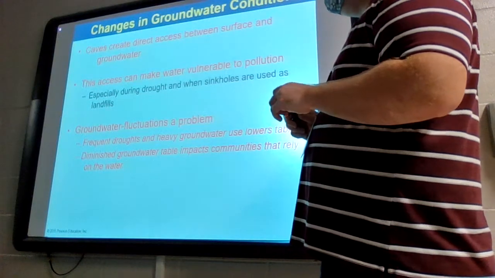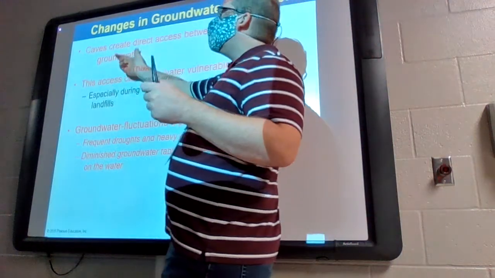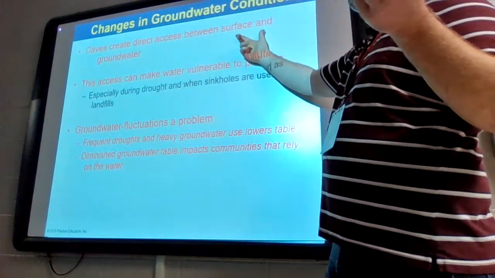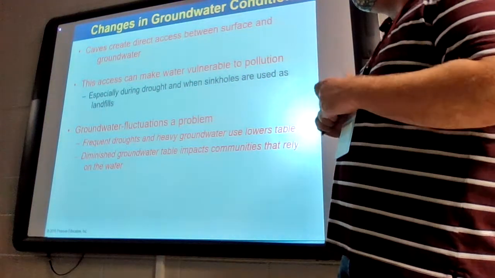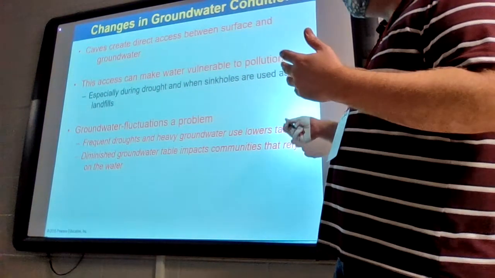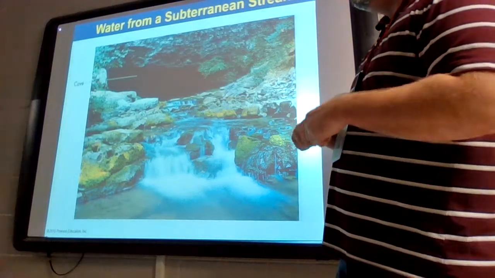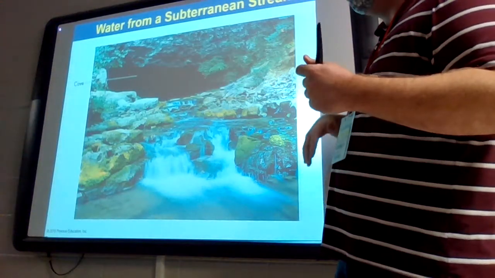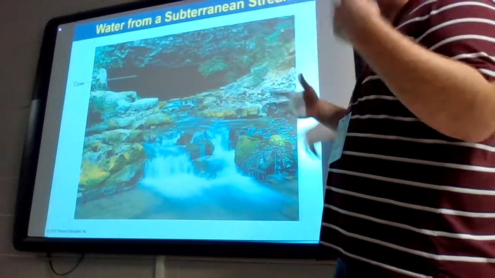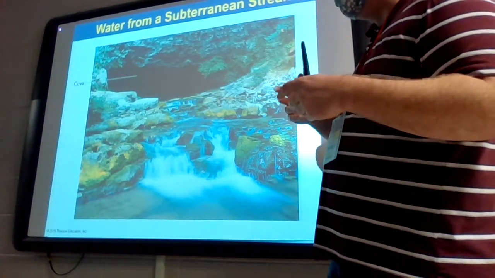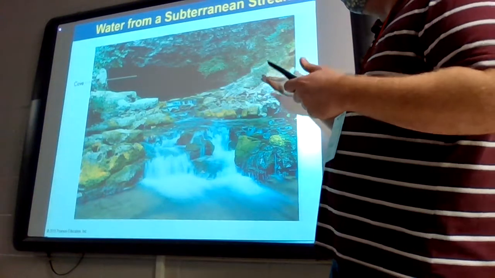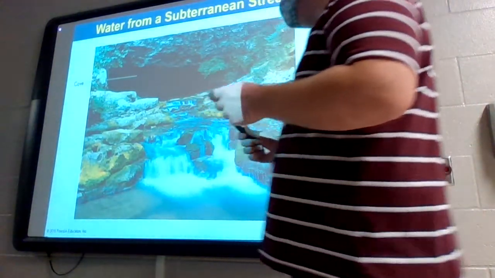Let's see, changes in groundwater conditions. Caves create direct access between the surface and your groundwater, and so a cave can help bring groundwater to the surface. I think somewhere in here they talk about springs, and where a spring comes to the surface, you probably have some sort of cave system related to that, just because water flowing through the ground is going to dissolve things and create little caves.